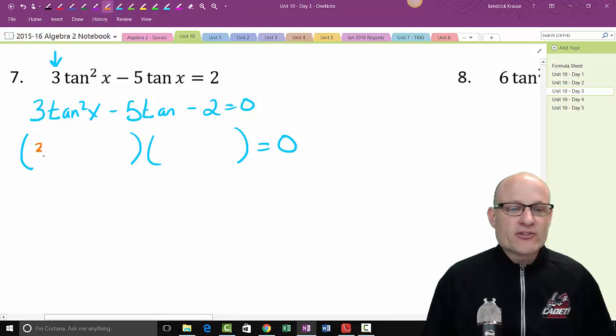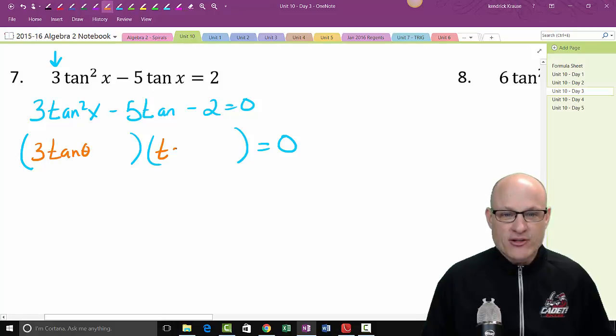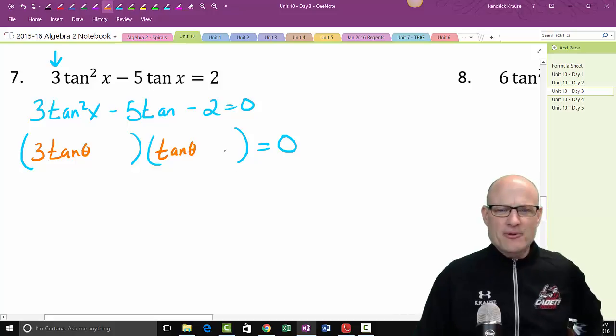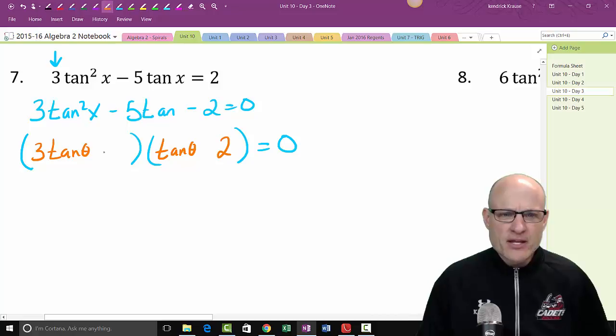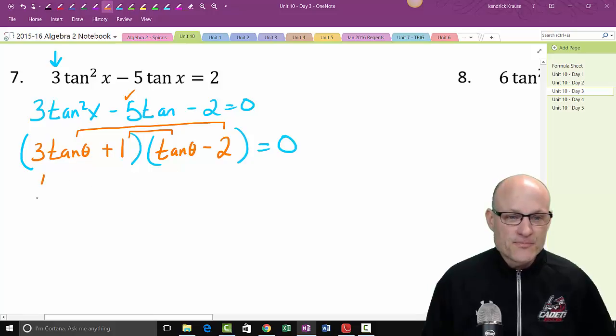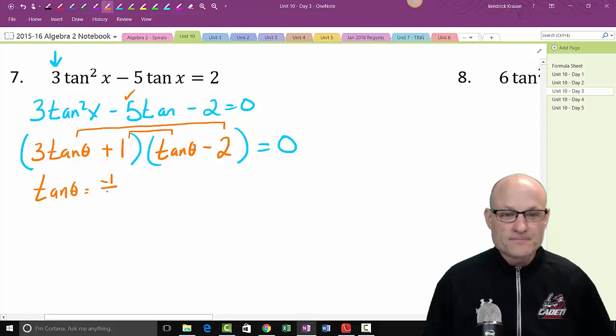Let's do this. So this is 3 tangent theta and tangent theta. I know it's got to be 2 and 1. I'll put the 2 here and the 1 here. This is going to be negative, and this is going to be positive. This gives me negative 6 and positive 1, which adds up to negative 5. So there's my 2 answers. This one gives me tangent theta equals negative 1/3, and this one gives me tangent theta equals 2.